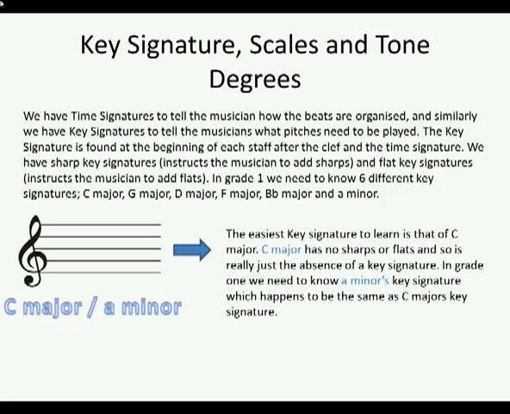The easiest key signature to learn is that of C major, because C major has no sharps or flats. So really, the key signature for C major is just the absence of a key signature. In grade one, we also need to know A minor's key signature, which is exactly the same as C major's. So in C major, no sharps or flats, and in A minor, no sharps or flats.